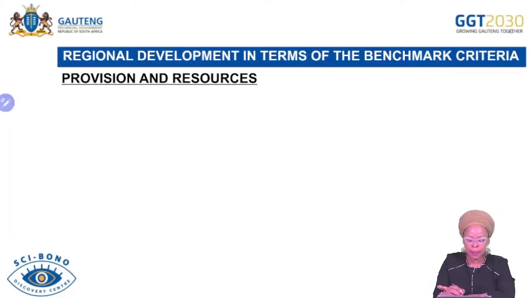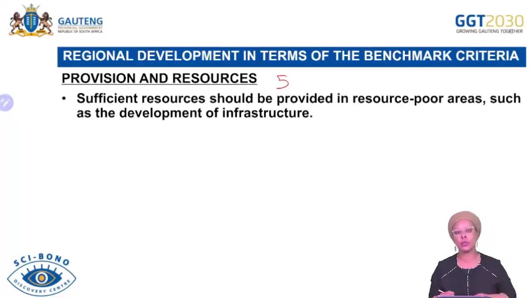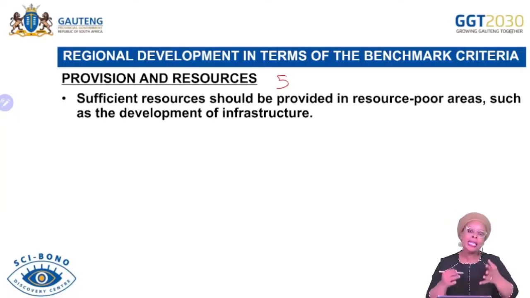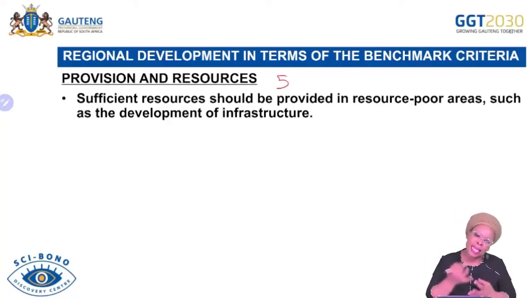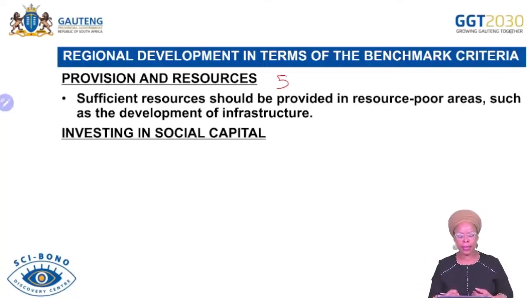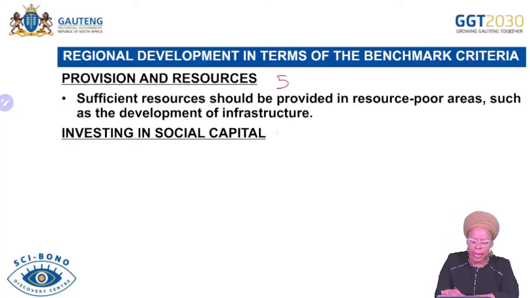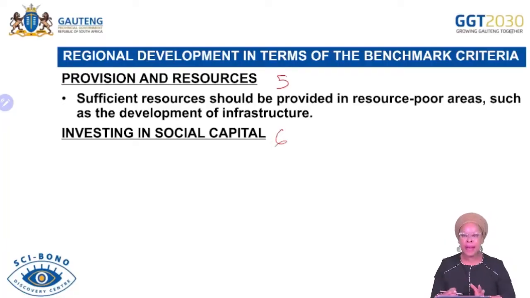Another criteria, which is criteria number 5, is provision and resources. The underdeveloped areas and the poorly resourced areas in South Africa should be provided with resources. There are those regions that they don't have resources. So resources should be provided by the government. Infrastructure should be provided by the government. Number 6, we have investment in social capital.